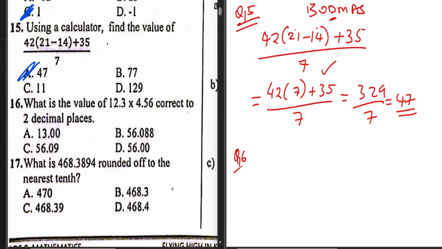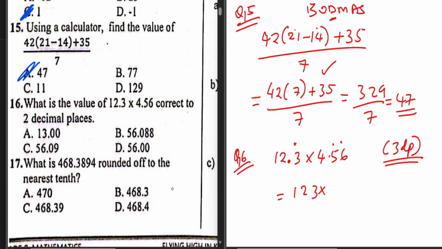So this is done. Question 16. What is the value of 12.3 times 4.56 correct to 2 decimal places? Now, the value of this one, since it has 3 decimal points, you just write it here. This one has 1 decimal point and the other one has 2 decimal points, 1, 2, so the total is going to be 3. So just multiply the way it should be.